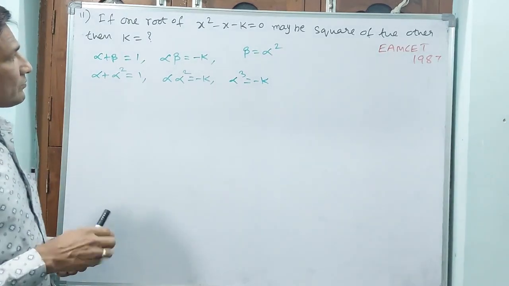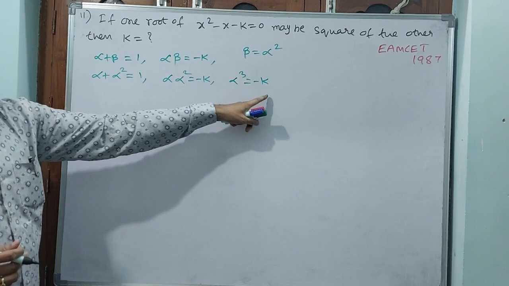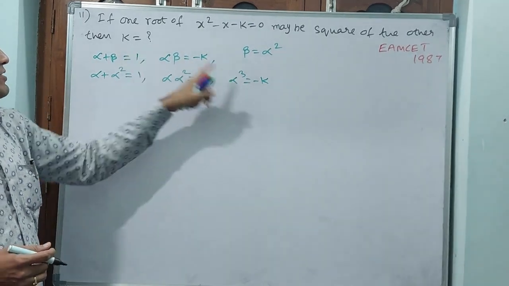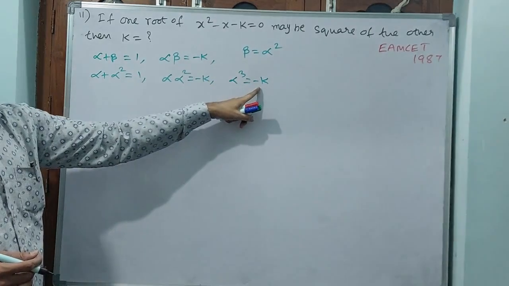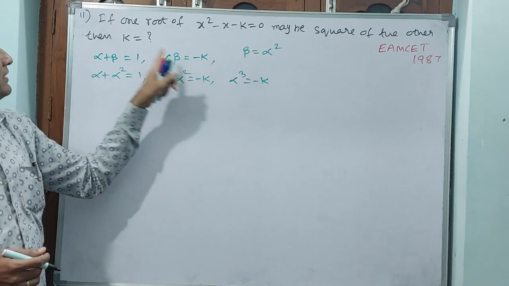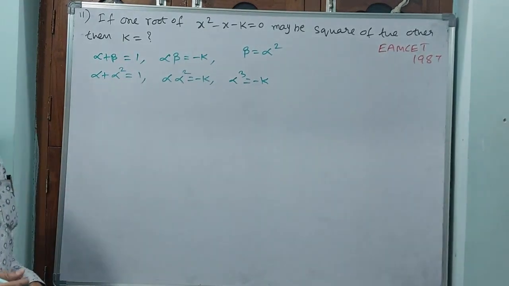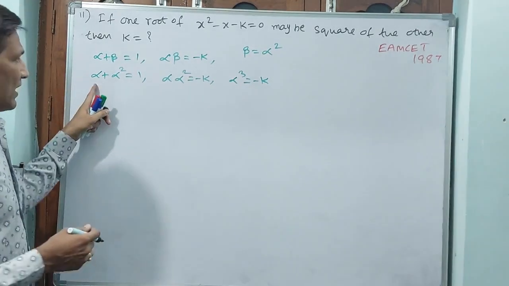Now you see, alpha cube is equal to minus k is appearing. K value is asked, so if you find alpha cube, that is the k value. K is equal to minus alpha cube. That's all. But how to find the k value? Sorry, how to find alpha cube? See here, one logic is there.